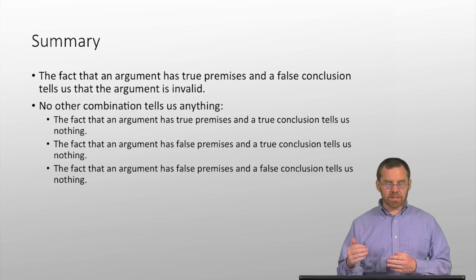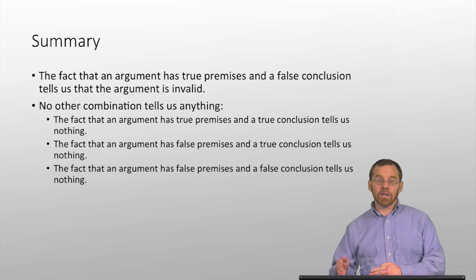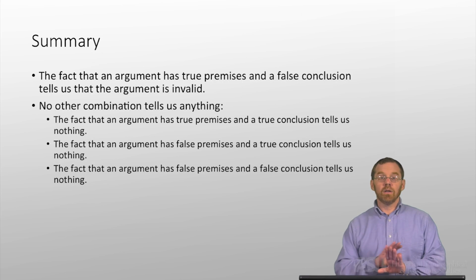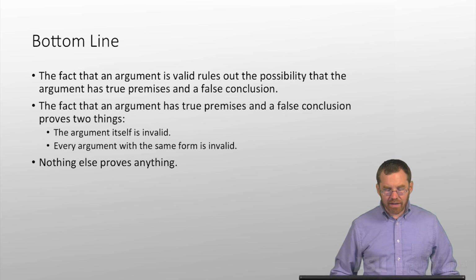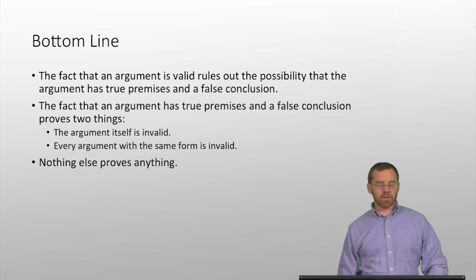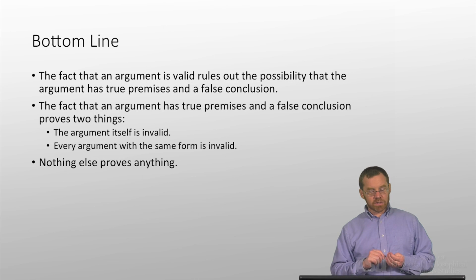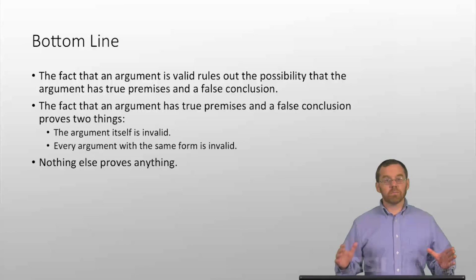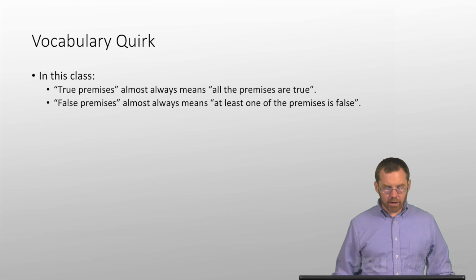Right? When we're moving in this direction, the fact that an argument has true premises and a false conclusion tells us that the argument is invalid, its form is invalid, and every other instance of that argument form is invalid. Nothing else proves anything. So bottom line, the fact that an argument is valid rules out the possibility that the argument has true premises and a false conclusion. The fact that an argument has true premises and a false conclusion proves two things: the argument itself is invalid, and every argument with the same form is invalid. Nothing else proves anything. And now I have to end with a vocabulary quirk.